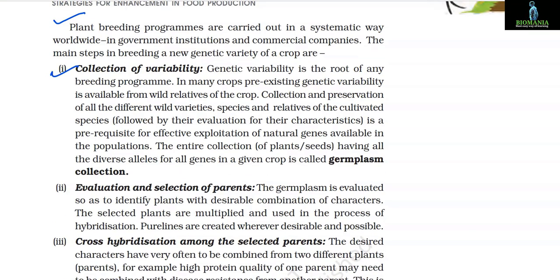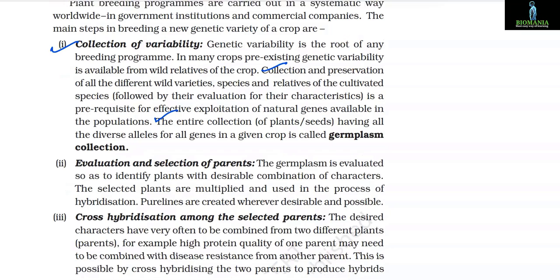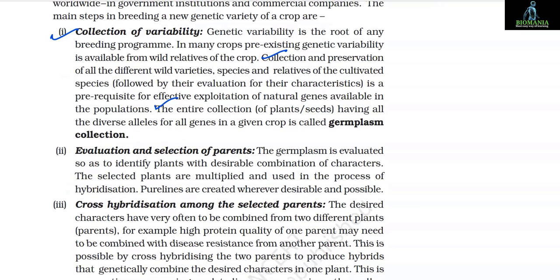Genetic variability is the root of any breeding program. In many crops, pre-existing genetic variability is available from wild relatives of the crop. Collection and preservation of all the different wild varieties, species, and relatives of the cultivated species is a prerequisite for effective exploitation of natural genes available in the population. The entire collection, having all the diverse alleles for all genes in a given crop, is called germplasm collection.